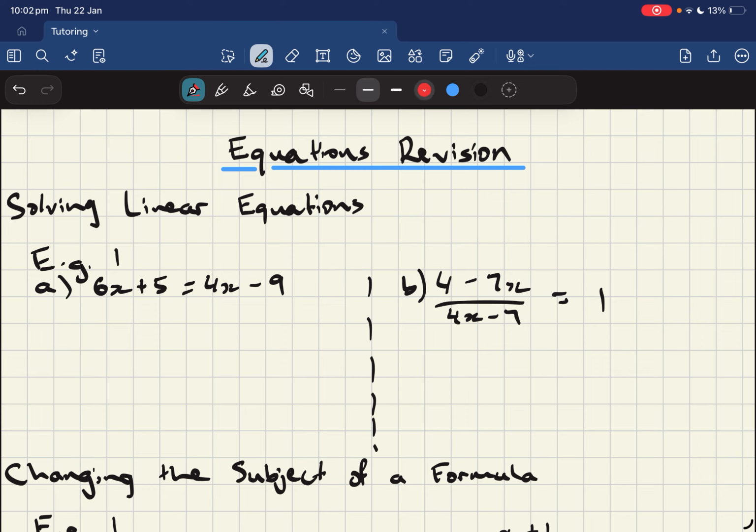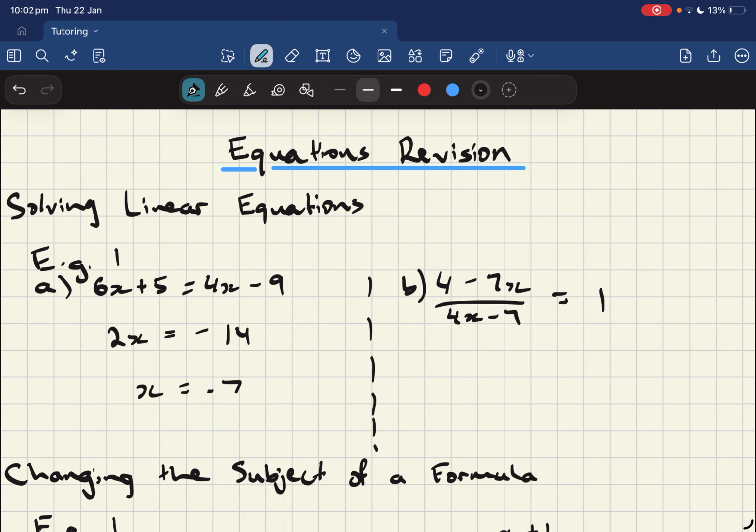So here, we just want to get everything on one side. So we want the pronumerals on one side and everything else on the other. So I'm going to subtract 4x from both sides here, giving me 2x. And I'm going to subtract 5 from both sides, giving me negative 14. And once I divide both sides by 2, this gives me minus 7 over here.